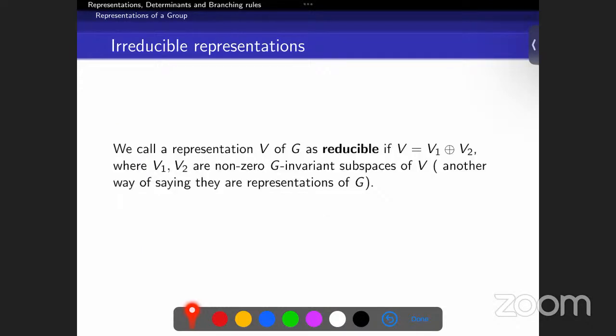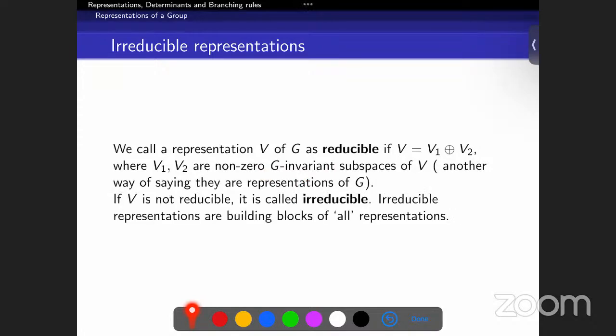Let's get some definitions precisely out. First is what we call reducible and irreducible. A representation V is called reducible if I can write it as a direct sum of two representations, V1 and V2, such that both of them are non-zero and G invariant. G invariant, as I mentioned in the first slide, is another word for a representation of G. If it cannot be written as a sum of two, then it is called irreducible.